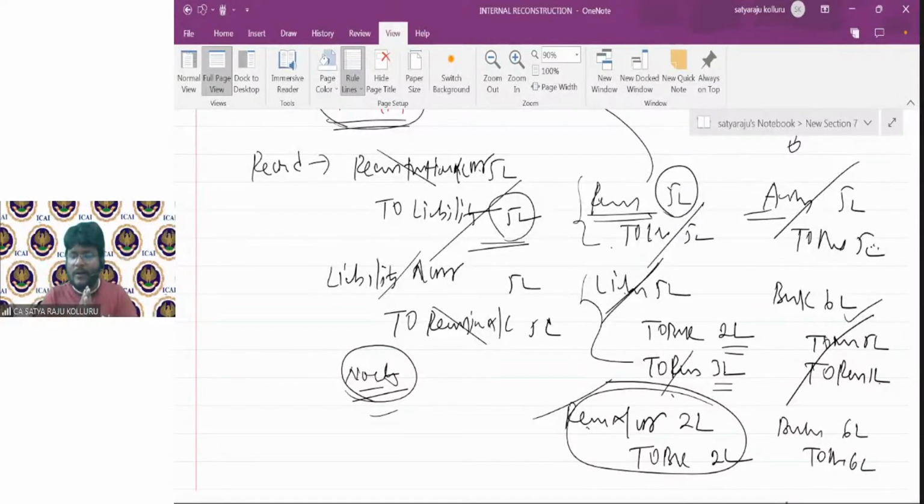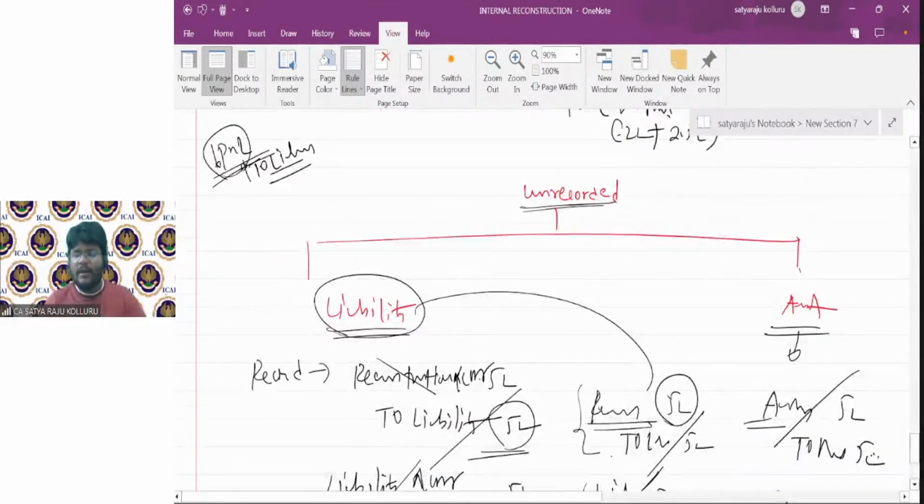Now the conclusion part: if any unrecorded liability is discharged, to the extent of the discharged amount, reconstruction to bank. If any unrecorded asset is realized in the outside market, bank to realization at the rate of realizable value. That's it. Is it okay? Next. Any other thing I forgot?